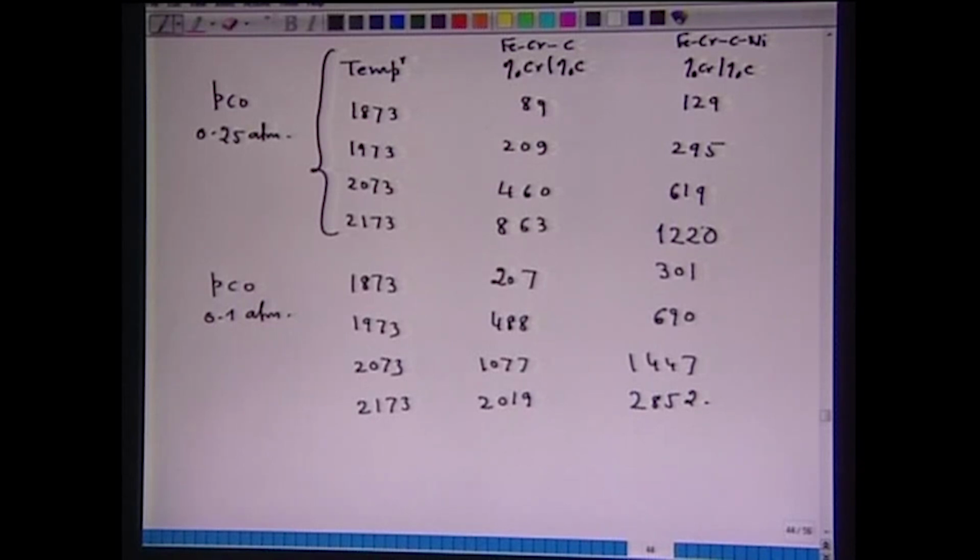That means now by decreasing the partial pressure of carbon monoxide, I can increase this ratio. That means I can allow the carbon reaction to proceed at a much lower temperature. So, that is the importance of temperature and partial pressure of carbon monoxide.